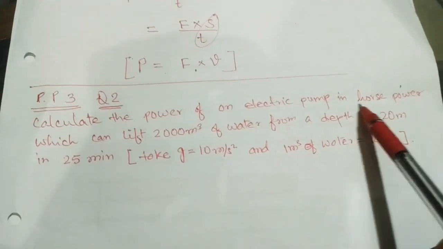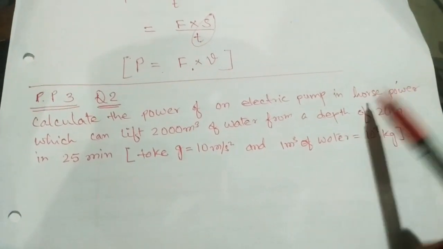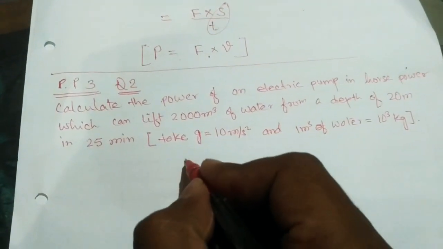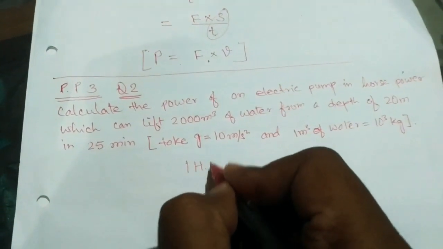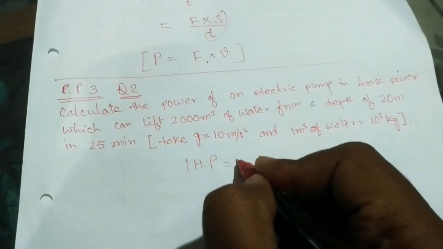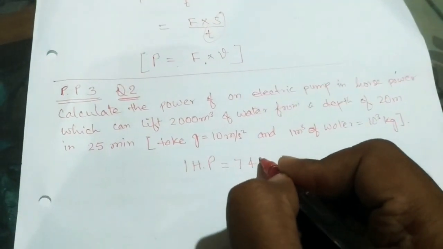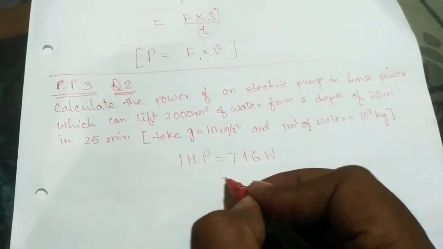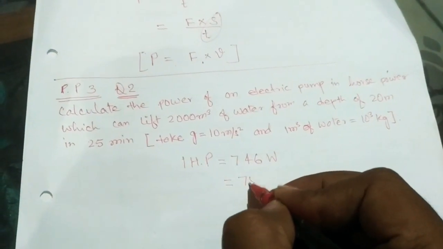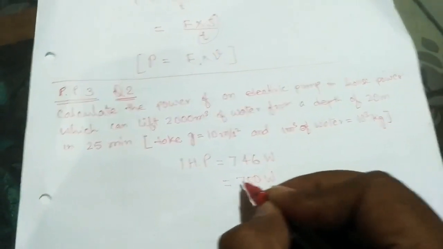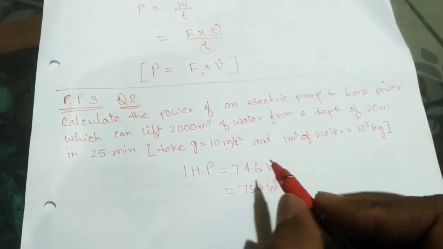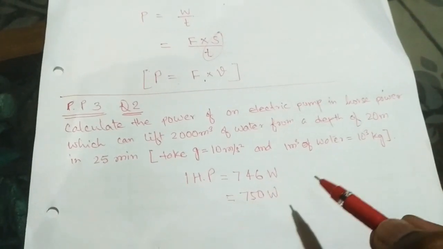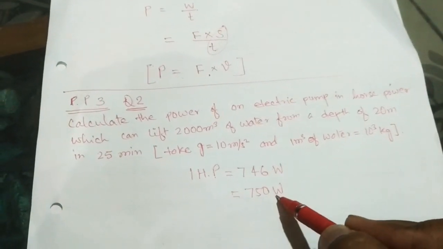I missed to inform you about the horsepower, so I'm informing you right here. This is the bigger unit of power, that 1 horsepower, that is called 1 HP, is equal to 746 watt. I missed to inform you about this, or in round figure it is 750 watt. If it is given that in the question 746, you will take 746, and if not given, so you can take any one, either 746 or 750 watt.